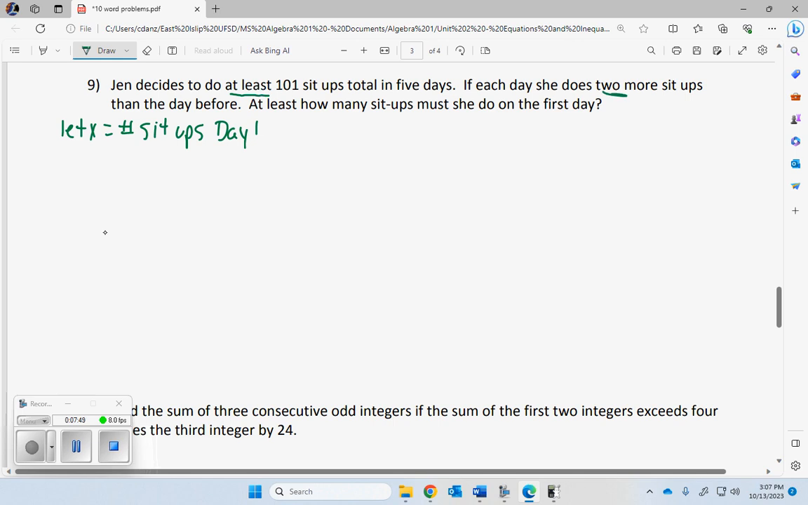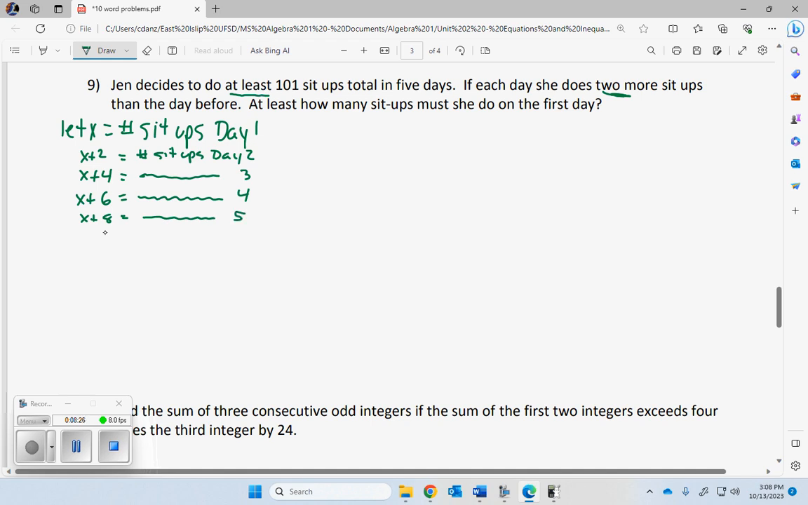And then remember, each day she does 2 more. So the next day it will be x plus 2. And she's doing this for 5 days. So she keeps on adding on 2. I'm not going to keep on writing all this out. Number of sit-ups, day 3. Number of sit-ups, day 4. Number of sit-ups, day 5.